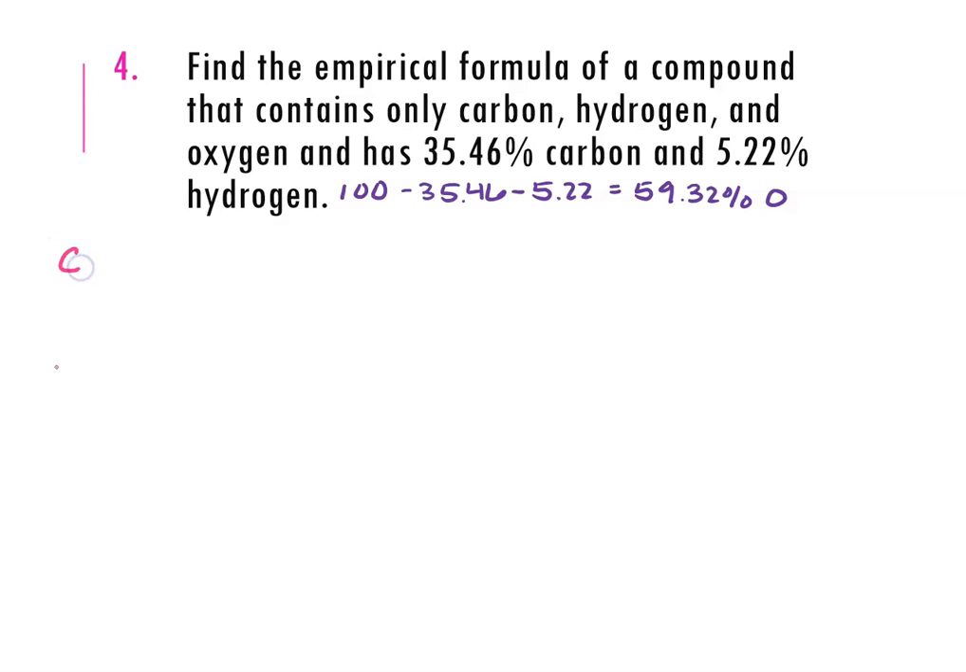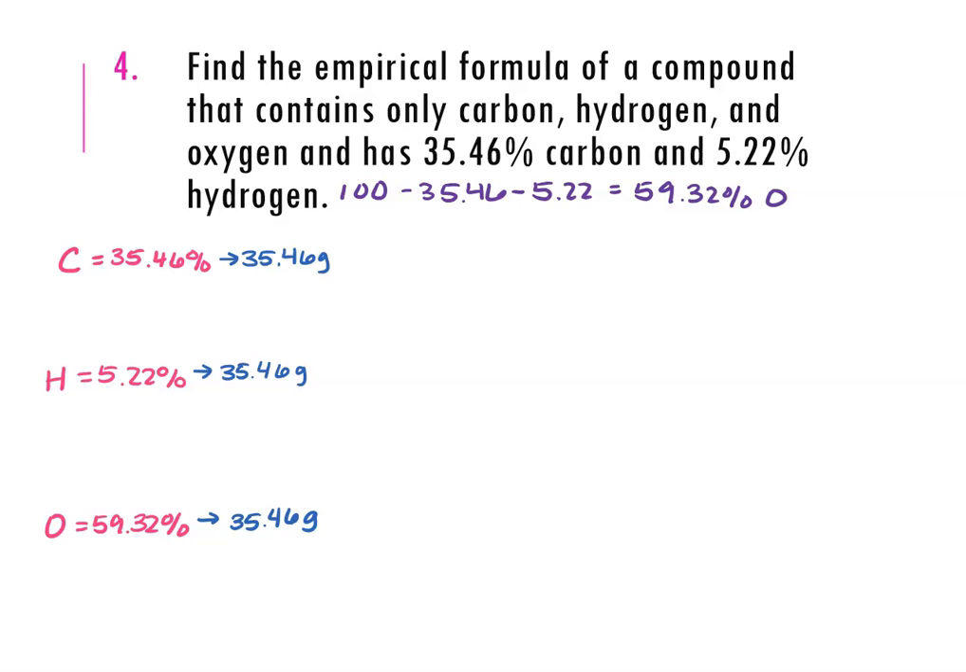So I have carbon, hydrogen, and oxygen. Carbon, I have 35.46%. Hydrogen, I have 5.22%. And the oxygen, I calculated to be 59.32%. So we'll do percent to mass. Now that we have mass, we can do mass to moles. So I'm going to divide by the molar mass. 1 mole of carbon is 12.01 grams, 1 mole of hydrogen is 1.01 grams, and 1 mole of oxygen is 16 grams.